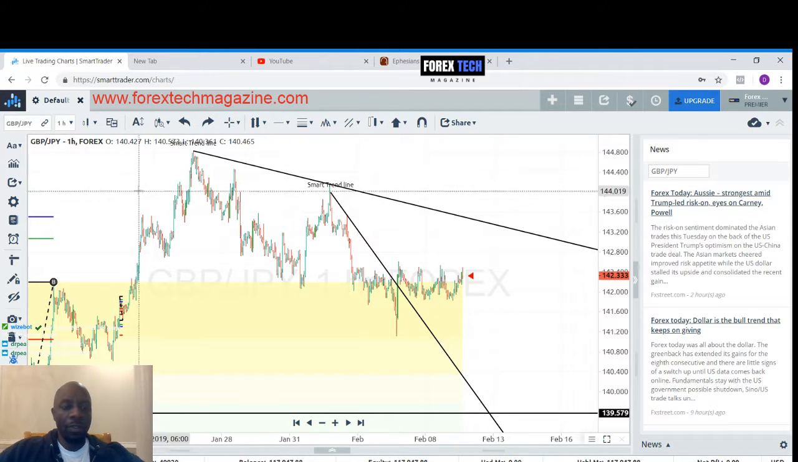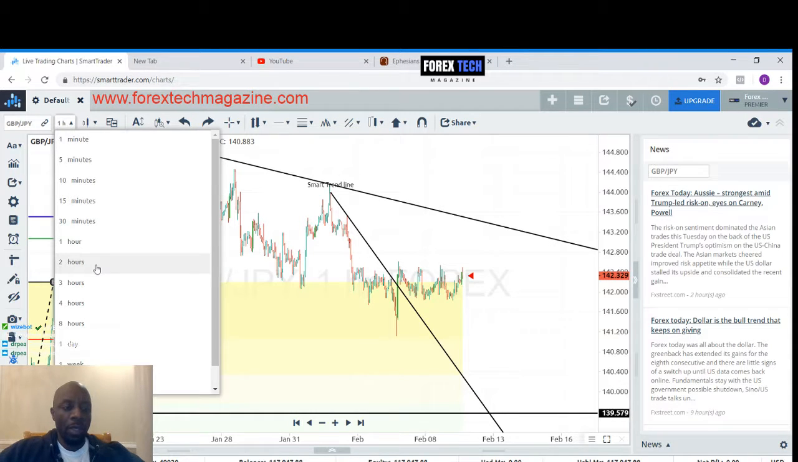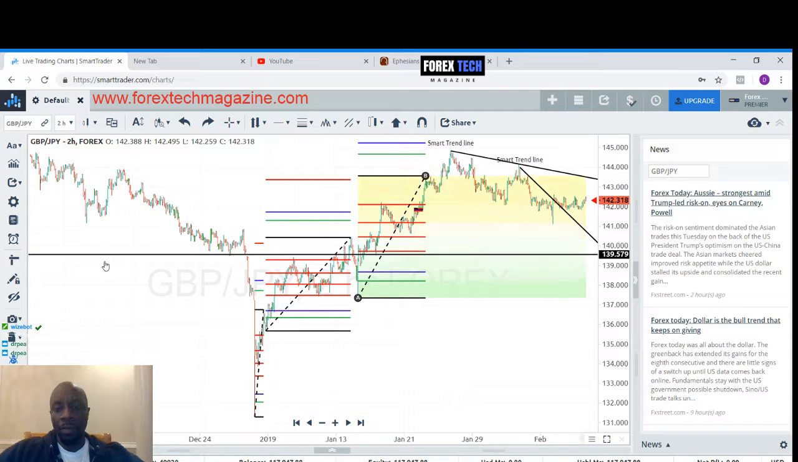And the other thing is too, and I didn't mention this one, but I mentioned this a while ago, is that you don't necessarily have to trade off of one time frame, right? You see me trading off the hour time frame. But you can come in and look at it on a 2 hour time frame and see if the price is making Fibonacci patterns on the 2 hour time frame.